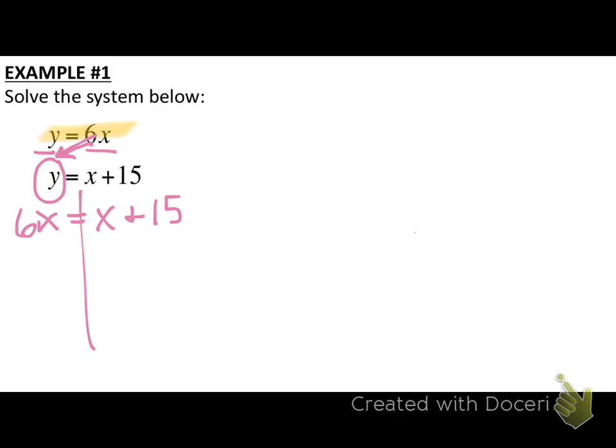Why did I do that? Well, I did that because now I can solve. I can get x's on the same side, and I can solve for x. I had no more y's left. I'll let you get caught up.